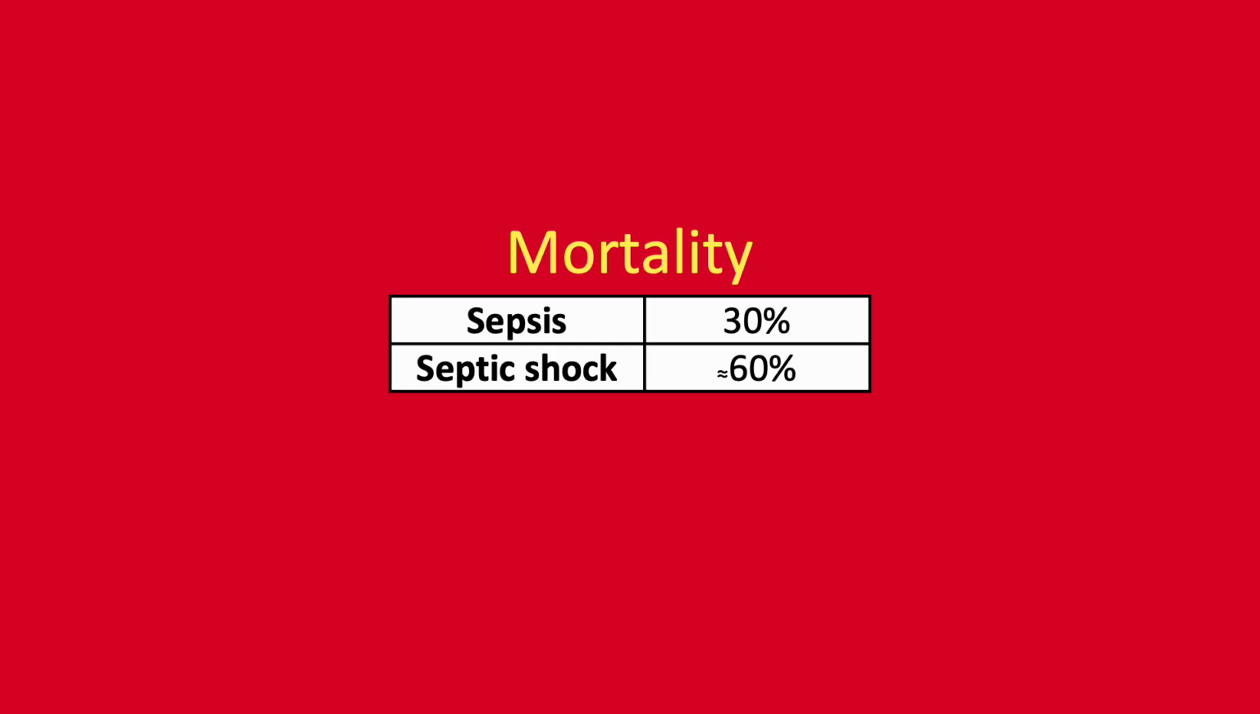And finally, mortality. In high and middle income countries, death from sepsis is mainly in the elderly, frail, and those with multiple comorbidities or who are immunocompromised. However, in sepsis the mortality is up to 30%, and in septic shock it can reach 60%.